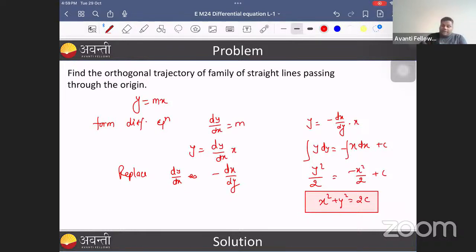That means now you can correlate every line which is passing through the origin is orthogonal to the circle with center at origin. If you see any line which is passing through the center, it will always be the diameter, and that will be orthogonal to the given curve. Am I clear? So this is what we call orthogonal trajectory.